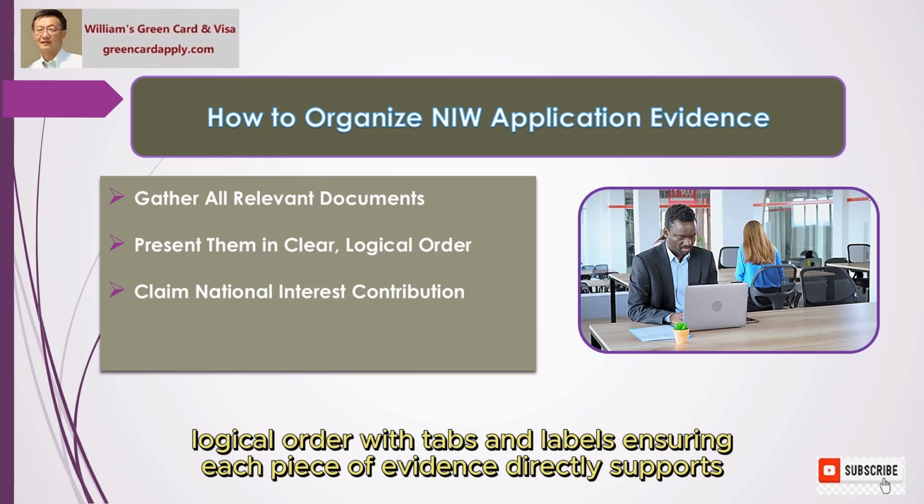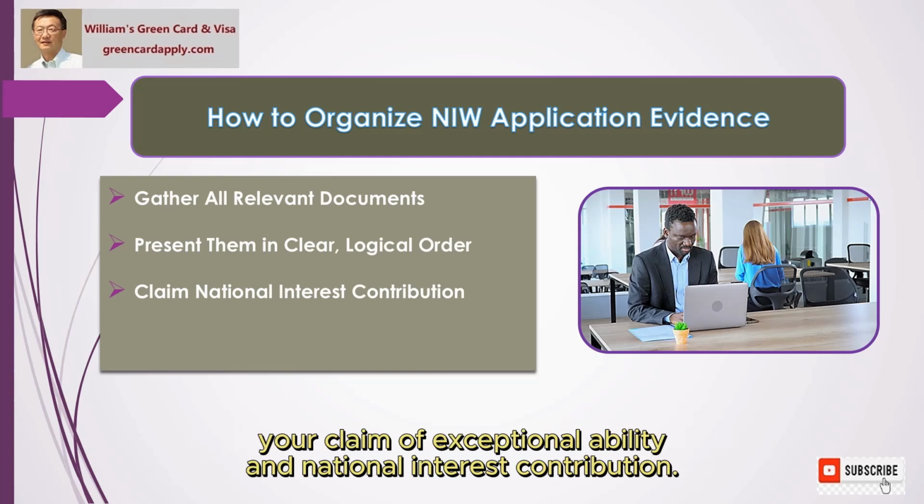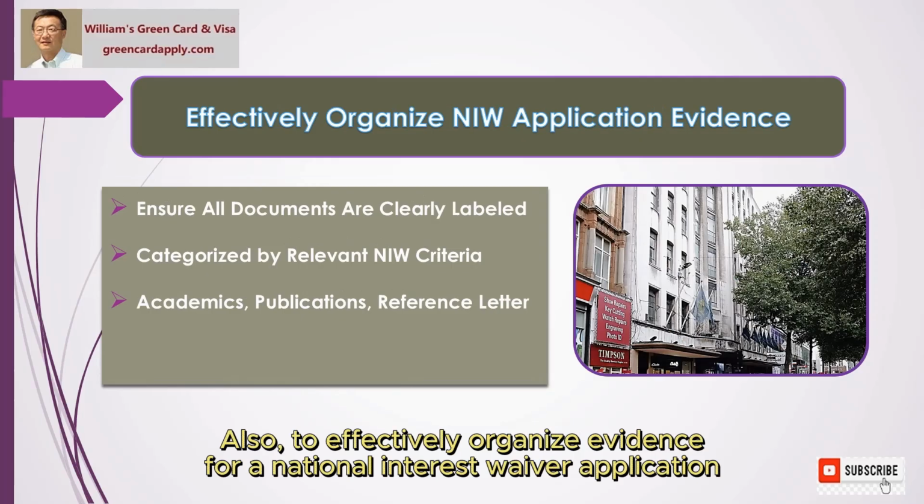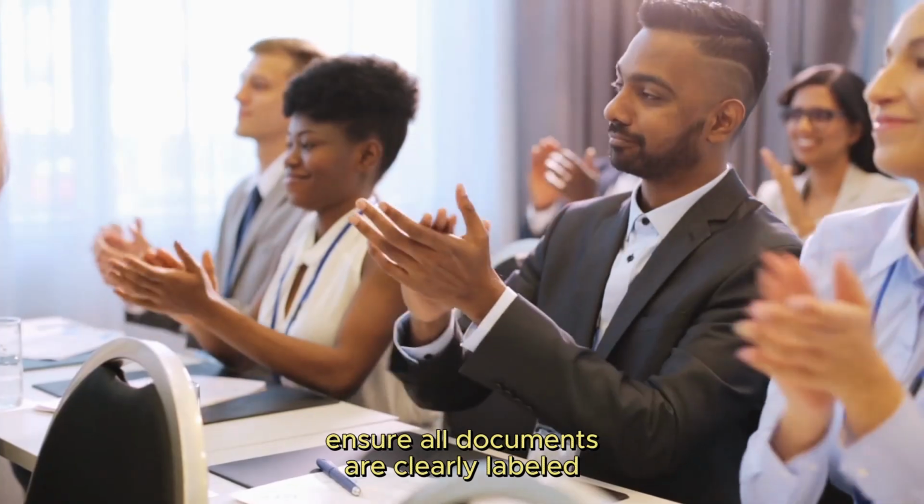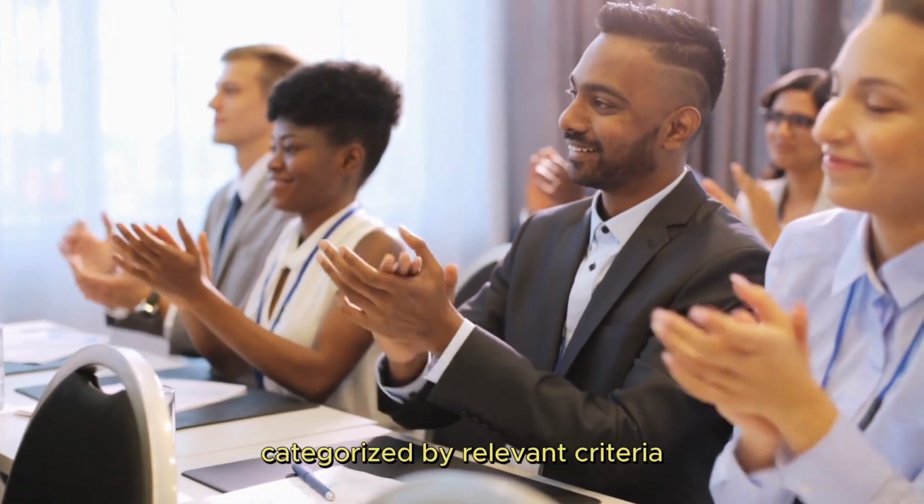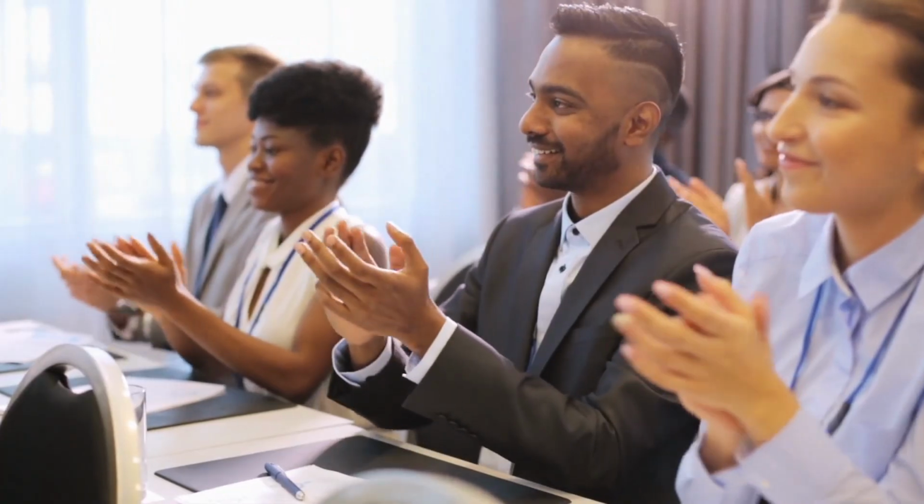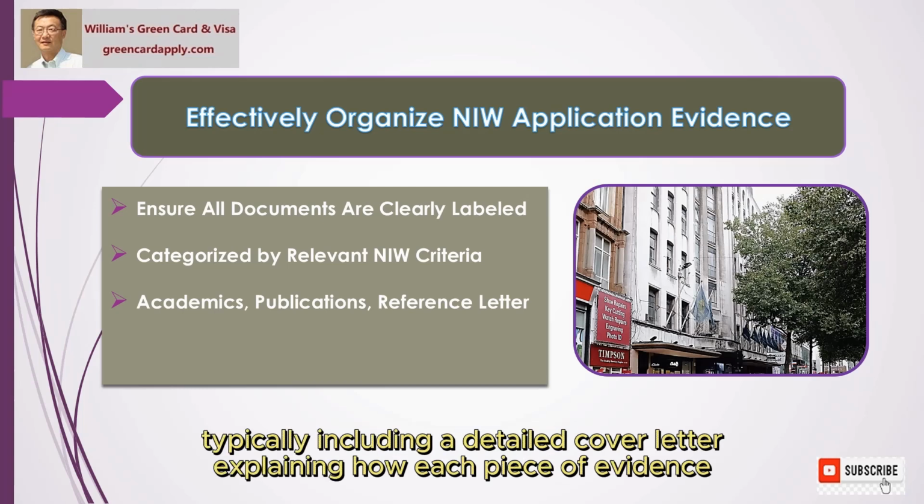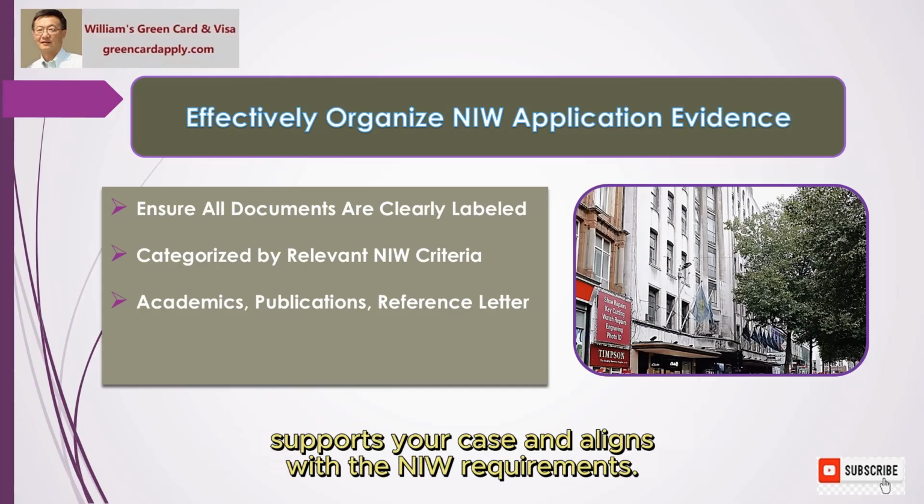evidence directly supports your claim of exceptional ability and national interest contribution. Also, to effectively organize evidence for a national interest waiver application, ensure all documents are clearly labeled, categorized by relevant criteria, like exceptional ability, national interest impact, and significant contributions, and presented in a logical order, typically including a detailed cover letter explaining how each piece of evidence supports your case and aligns with the NIW requirements.